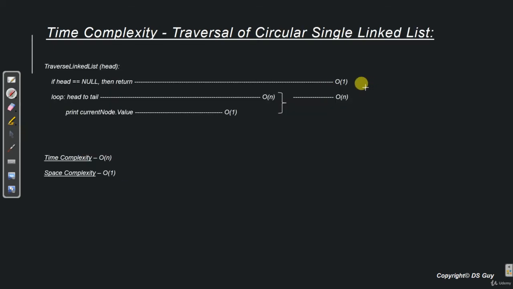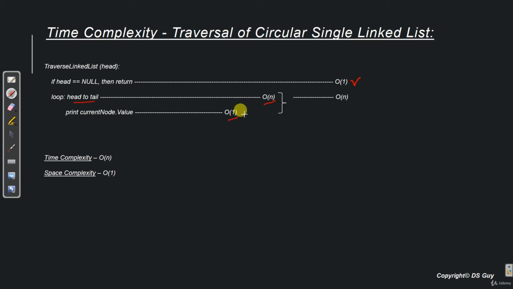If head is null, then we have to simply return. This is a constant time operation. Else we have to loop starting from head till tail. So essentially we are visiting each and every node in the linked list, hence it will take order of n time. Printing the value will take order of 1 time.